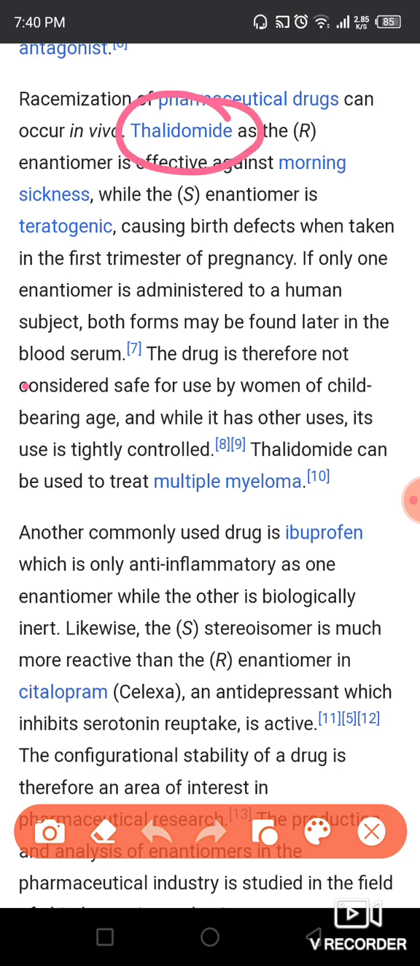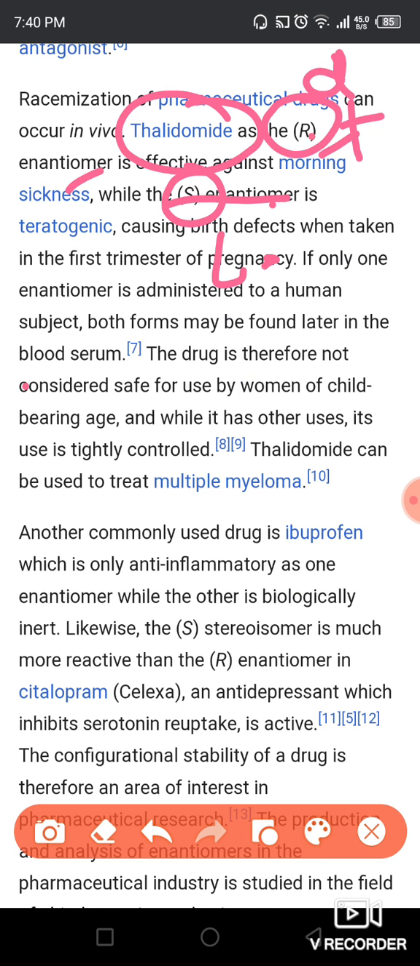For example, ये thalidomide, this is a pharmaceutical drug. The R enantiomer is effective against morning sickness, ये treat करता है, while the S enantiomer. R enantiomer means and S enantiomer means, what is meant by them? So R means the positive form, means a D isomer. So this is the D isomer, and S isomer is small s and negative form.